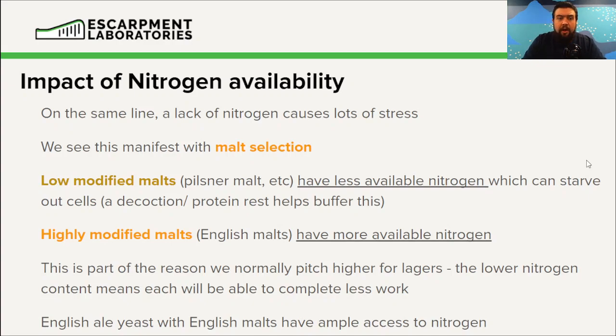Now, if we look at the English malts, or our highly modified malts, they're going to have much more nitrogen. Those grains are broken down; they're germinated to a higher degree. This is part of the reason why you typically see a larger degree of variance when it comes to English ale pitch rates than you do with lager pitch rates, where lager pitch rates are usually very high and very strict, while with English ales you have much more to play with. Part of this has to do with how many nutrients are available to the yeast strains.